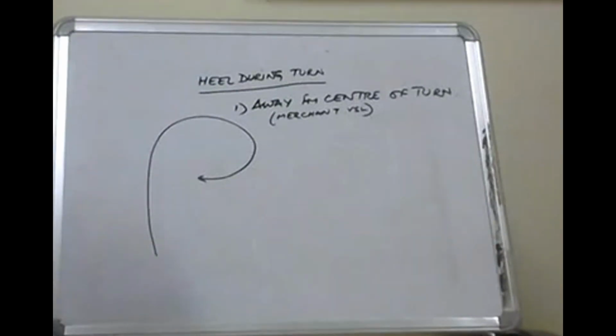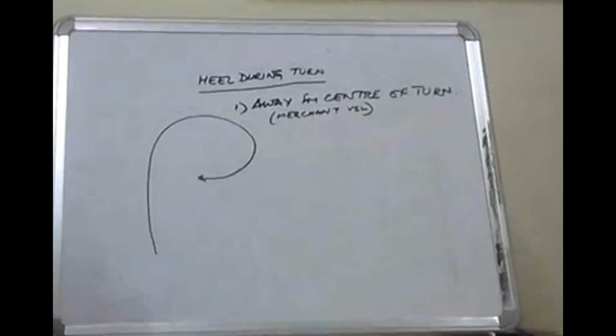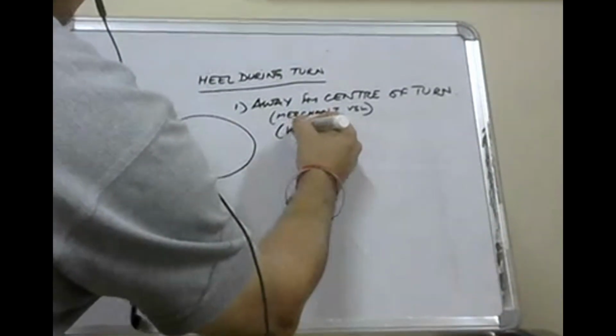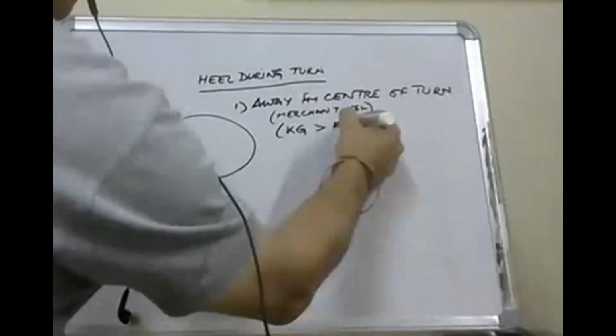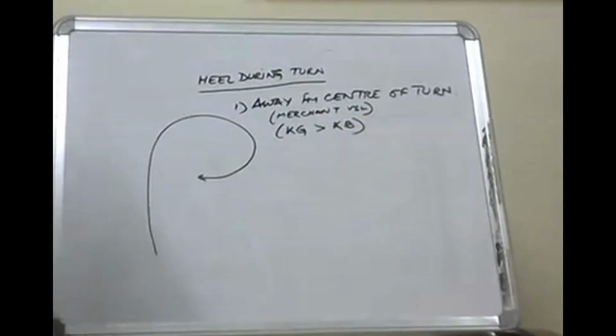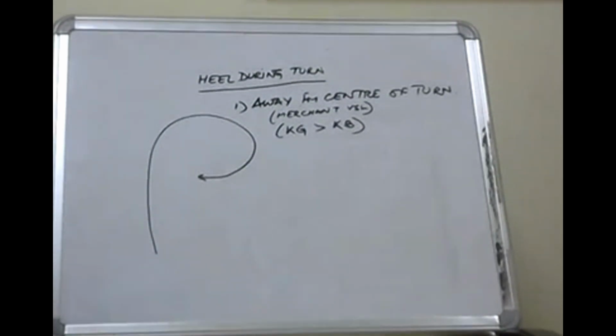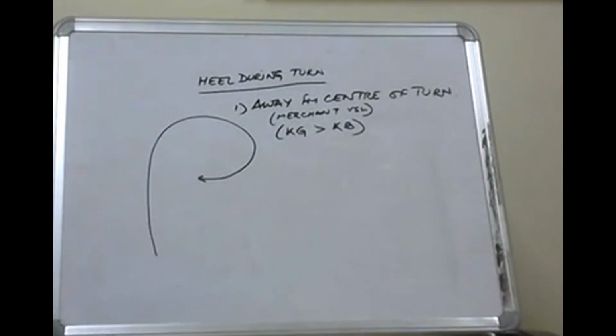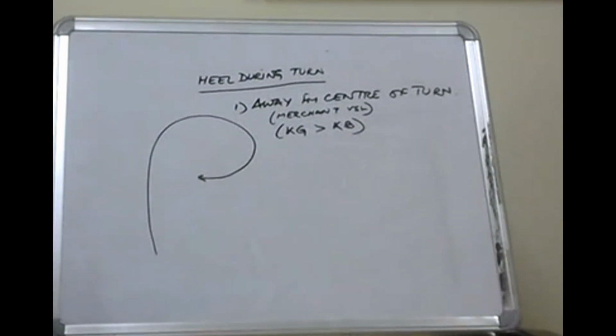And the condition for this is basically the KG is going to be greater than the KB. That means my vessel KG will always be more than KB. Your vessel, same story. So she will heel away. Now the question is, why does this happen?